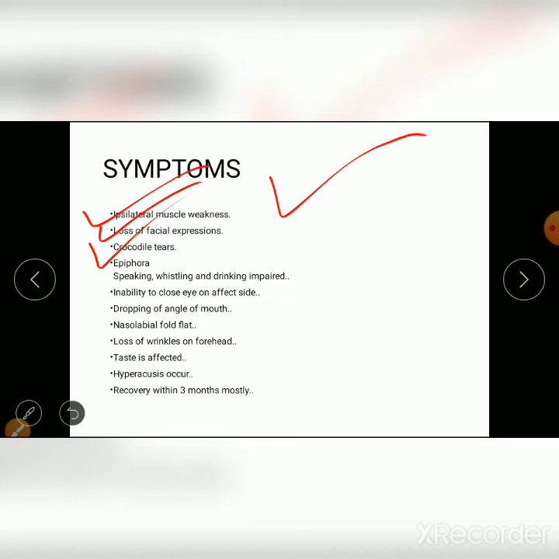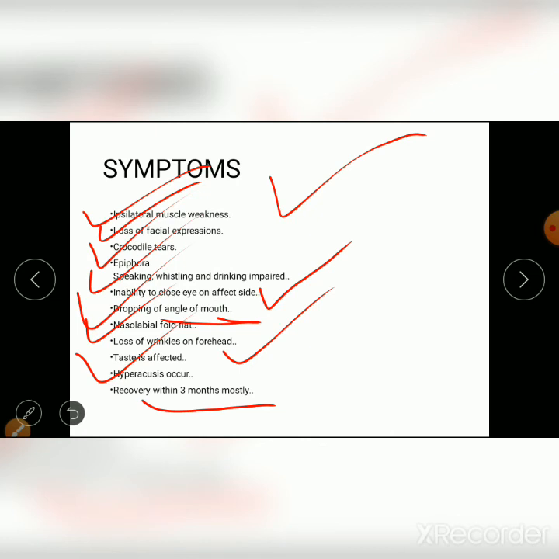Speaking, whistling, and drinking are impaired due to the muscle paralysis. There is inability to close the eye on the affected side because the eye is also affected in Bell's palsy. There is drooping of the angle of the mouth due to muscle weakness, a flat nasolabial fold, and loss of wrinkles on the forehead. Taste is also affected and hyperacusis is present. Hyperacusis means unwanted sound felt by the patient in the ear. So it is present in Bell's palsy, and recovery is mostly within 3 months.